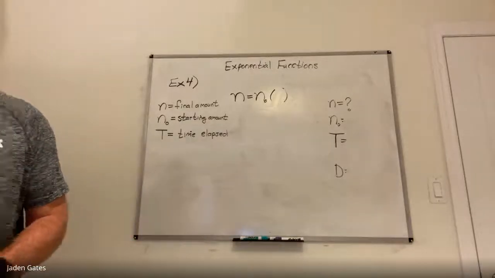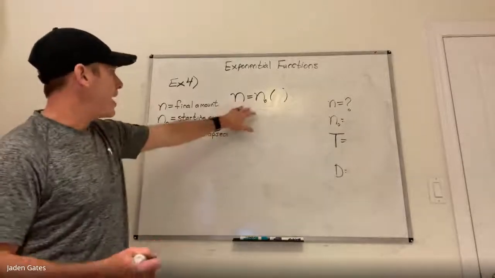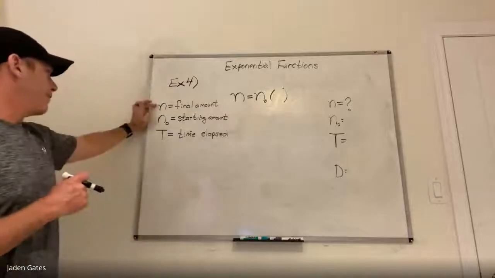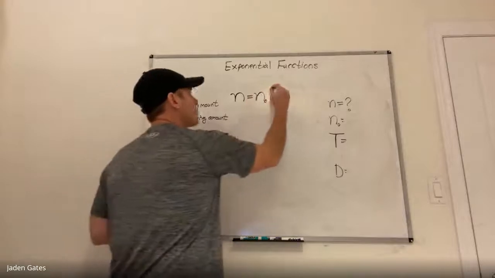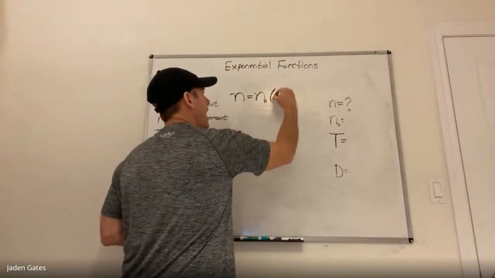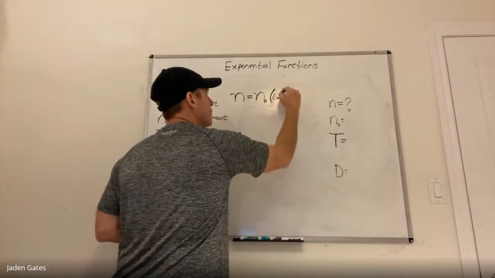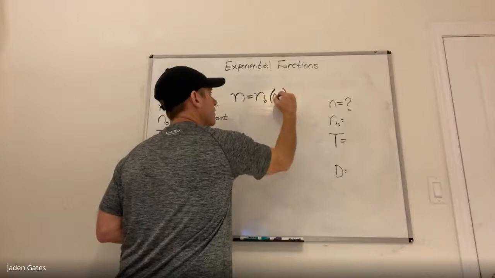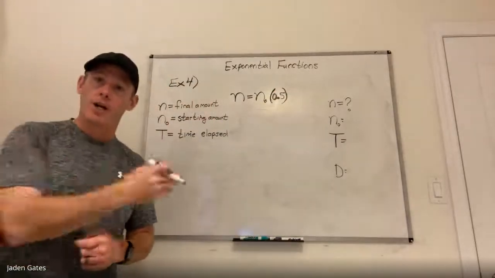All right, so now we got another formula coming at you here. We have N is equal to N naught. Those are going to be the same. It's going to be the final amount and the starting amount. Now, because we're talking about half-lives, 0.5 is going to be our multiplying factor because we're cutting it in half each time.